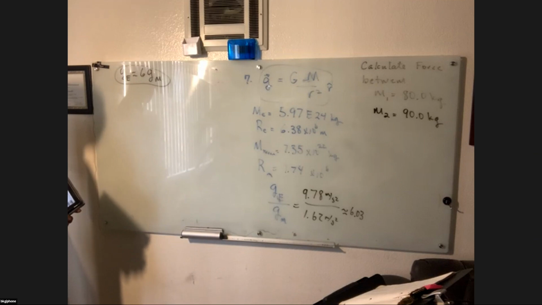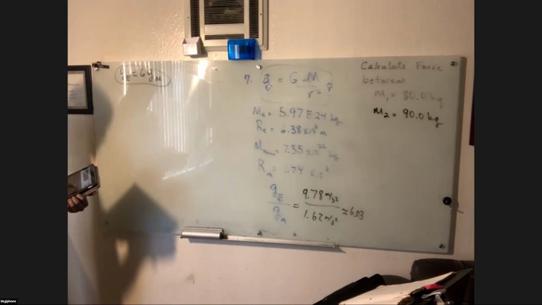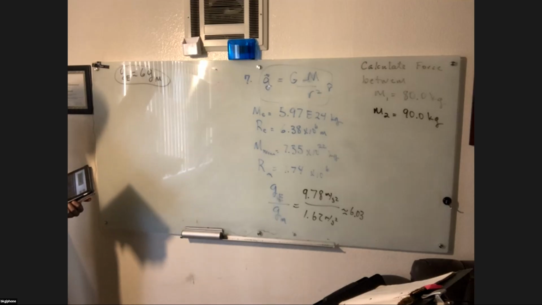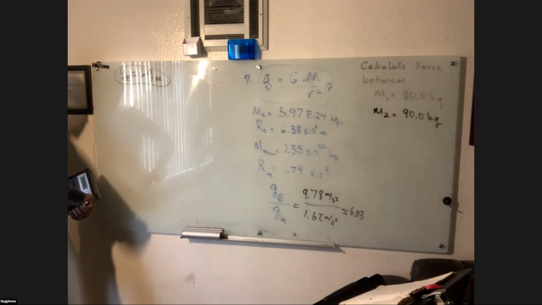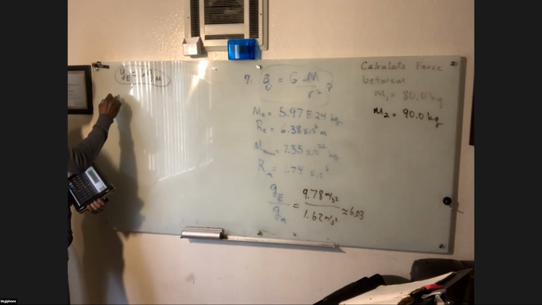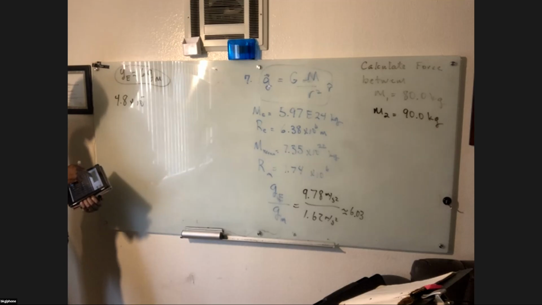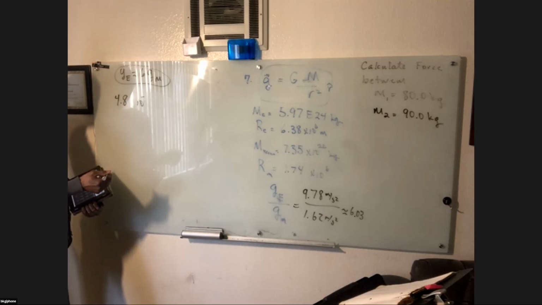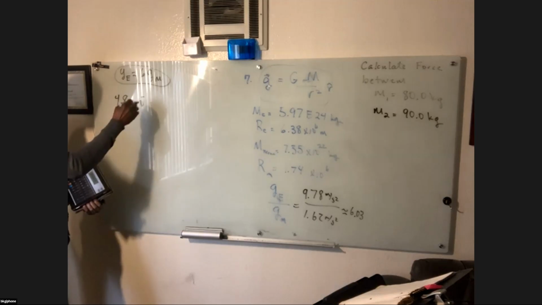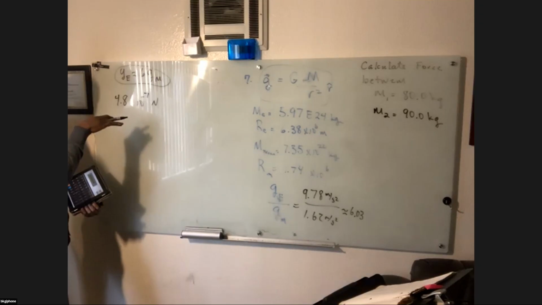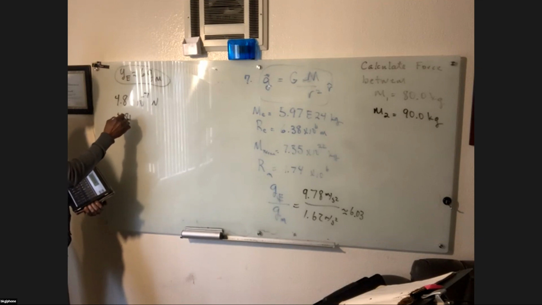1 meter. So let's see, 80, 90, and then plug it in. So what I get is the force of attraction between us is like 4.8 times 10 to the negative 7 newtons. So we could write that as 480 nanonewtons.